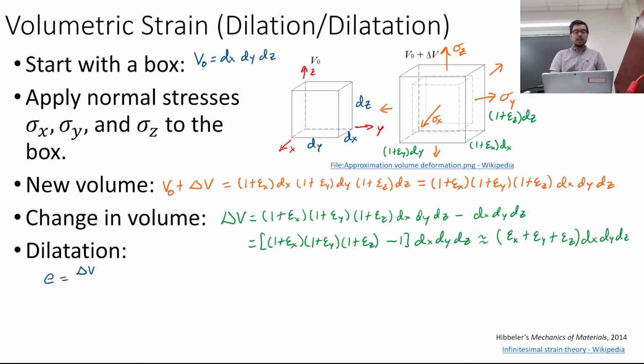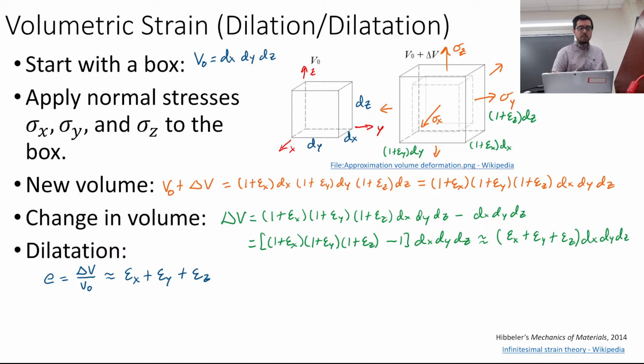Now, dilatation is a metric that we can use to think about how the original volume, V naught, relates to the change in volume. So this is the change in volume right here, and this is the original volume right there.